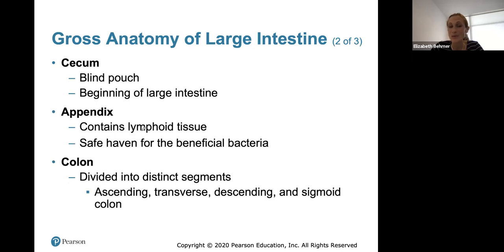The cecum is the blind pouch in the beginning of the large intestine. The appendix contains lymphoid tissue. It's like a safe haven for beneficial good bacteria.